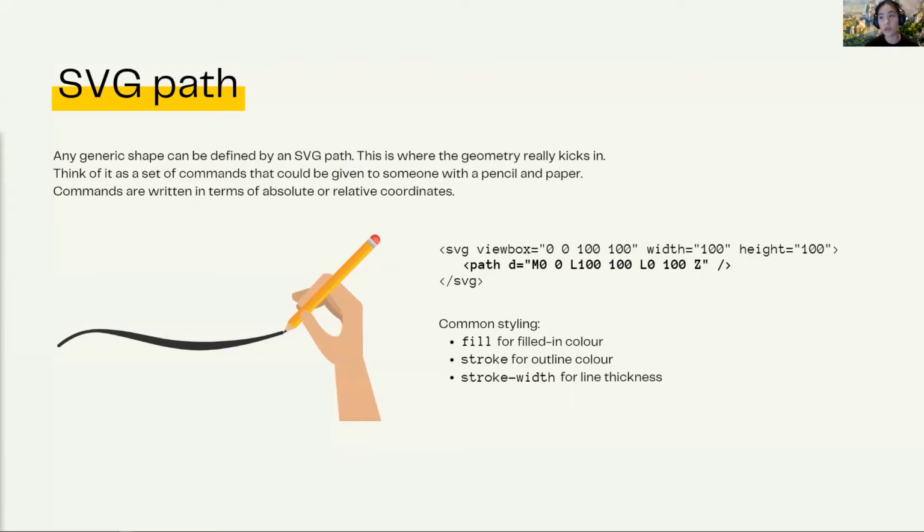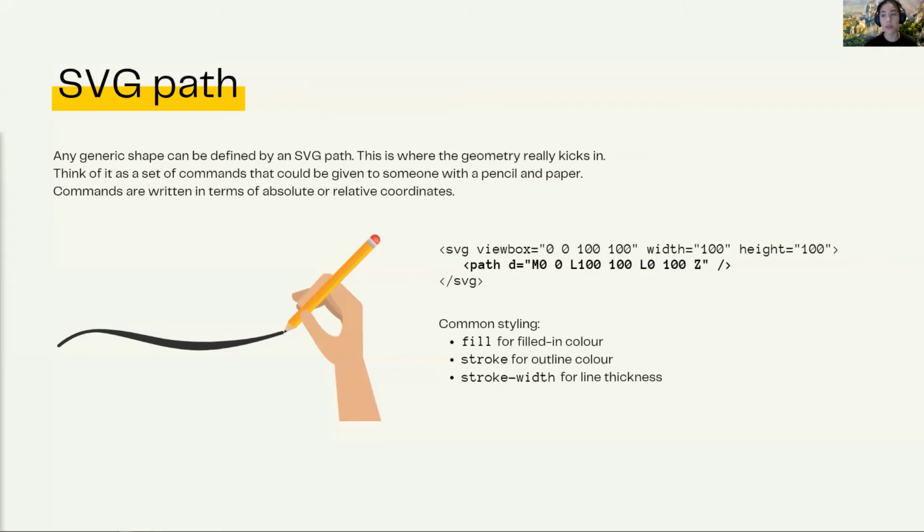With paths, we can really define any sort of generic shape, because a path is really just a free form drawing. The way that you can think of a path is it's a set of commands which you could give to someone if they had a pencil and a piece of paper. If you gave them this path, they would know exactly what the drawing should look like, because the commands would specify which coordinates they need to draw at, and what the curvature of the drawing needs to look like. All of these can be described by a path.